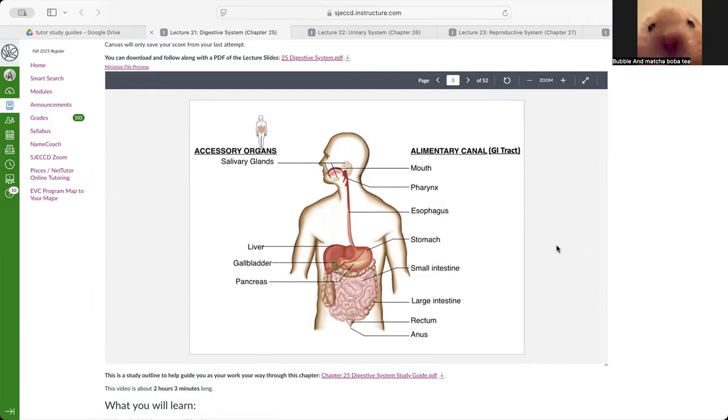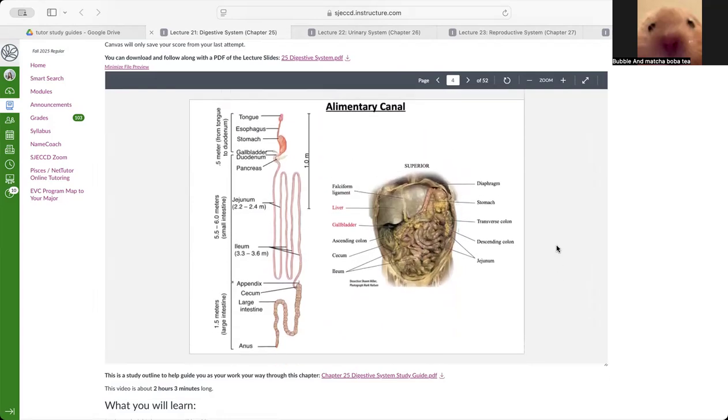So, the accessory organs and all endocrine glands secrete substances to the GI tract and alimentary canal to help with movement and digesting and processing food. The GI tract takes you from the oral cavity to the anus. This diagram shows the small intestines over here and the large intestines over here, and it's breaking apart the small intestine: duodenum, jejunum, ileum.